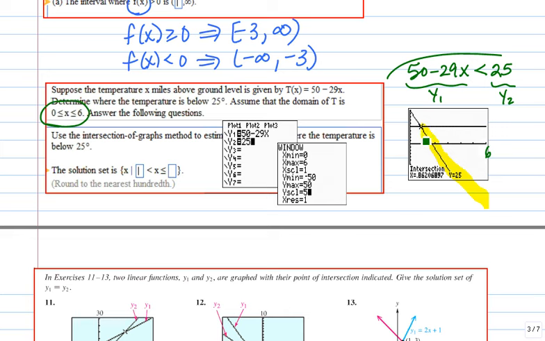But what's that intersection? If I do second, trace 5, I get the intersection, which is at 0.86. So the temperature is below 25 when x is between 0.86 and 6. Okay, notice we can include the endpoint of 6 because the temperature is less than 25 at that point included.